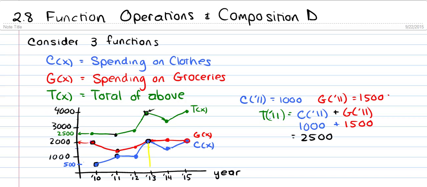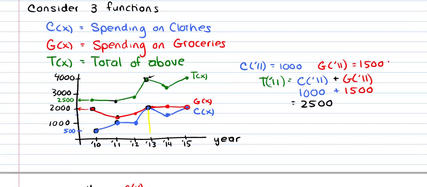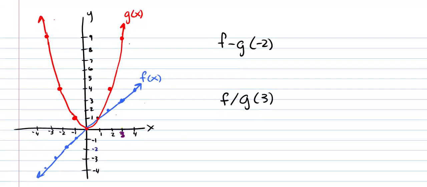They're going to want you to read these graphs and say, what's C of X, what's G of X, what's T of X? I think you'll be okay on that. Then sometimes they'll graph a G of X and an F of X function, and they don't put T of X in there, but they want you to find operations on those functions. If they wanted you to find F minus G of negative 2, well, what is that? That's F of negative 2 minus G of negative 2.